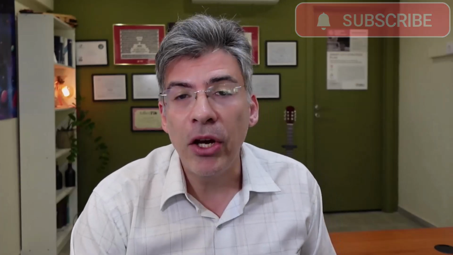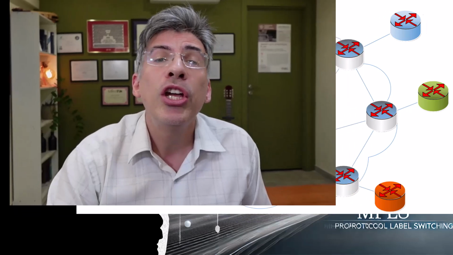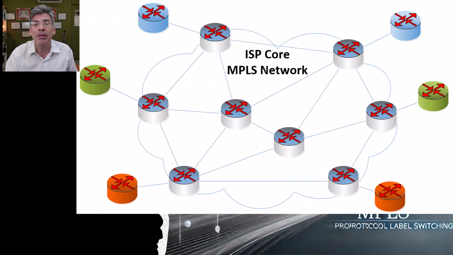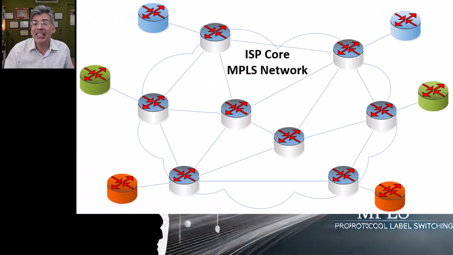Now, in the last video, we introduced MPLS as a technology that is used to efficiently direct data between nodes. And it's a technology that you'll most often find within the core network of an ISP or other large geographically dispersed networks. Now, this here is an example of an MPLS core network connected to several customer sites.